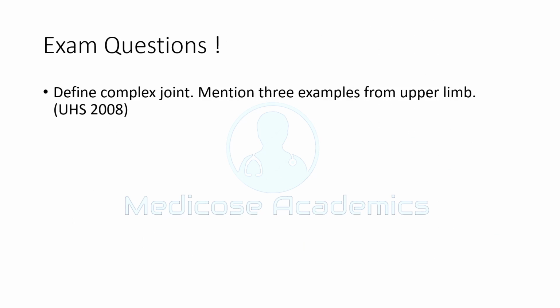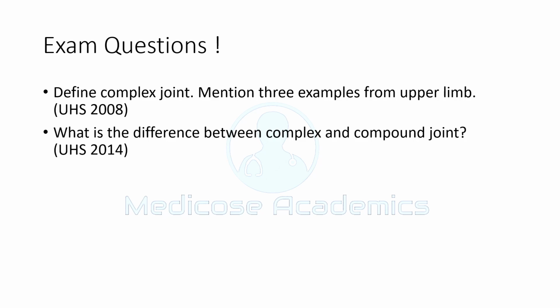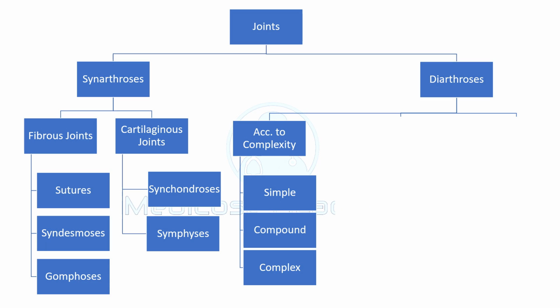Let's review exam questions. Define complex joint. I hope you can define it. Mention three examples from the upper limb. I just gave you four examples in the last slide. What is the difference between complex and compound joint? Now you must be very clear about their definitions, and you must be clear that they are not mutually exclusive. A joint can be both complex and compound. So we are done with complexity.